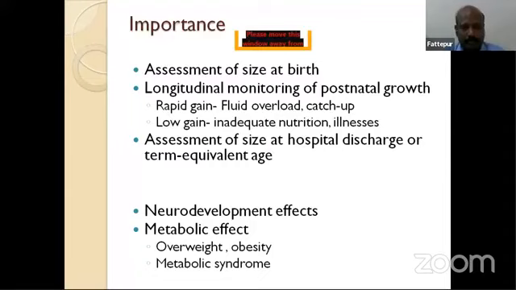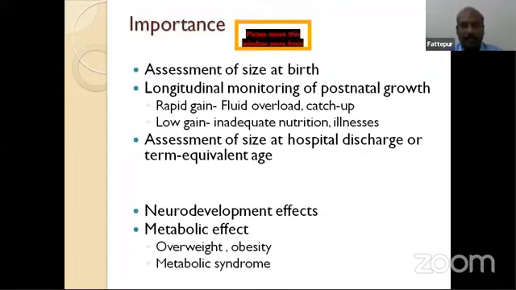So, why do we need these growth charts? Mainly for the short term, three things. One is the assessment of size at birth to differentiate whether it is appropriate for gestational age, small for gestational age, or large for gestational age. And also for longitudinal monitoring of these preterms, to see if they gain rapidly or are very slow to gain because of many factors, and try to identify this as early as possible and try to treat them.